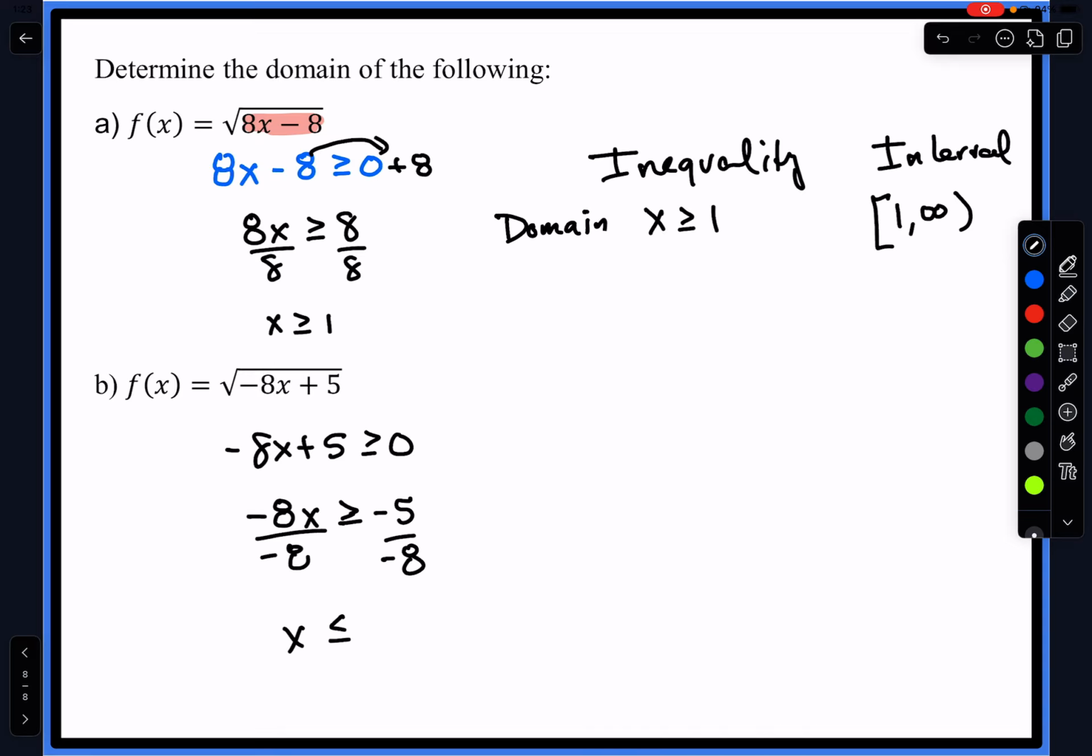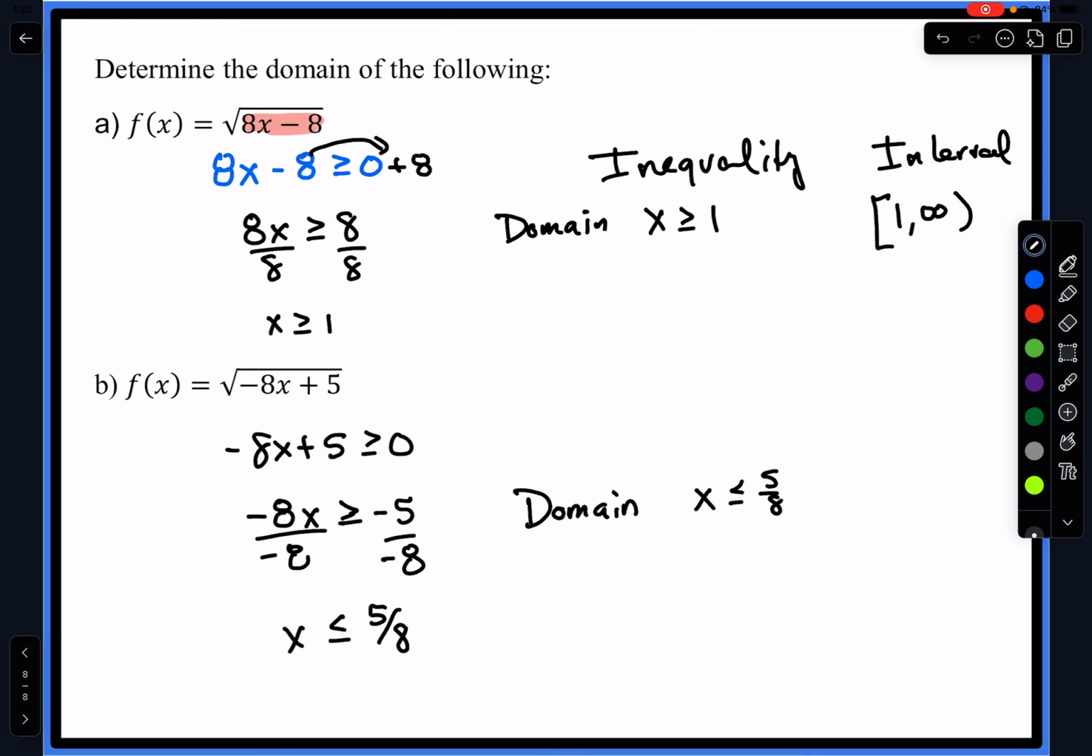And well, the ratio of 5 over 8 equals some decimal value, but I'm going to leave it as a fraction. And since a negative divided by negative is positive, then it's positive 5 over 8. So this is our domain. As an inequality, our domain is simply all the values of x less than or equal to 5 over 8.